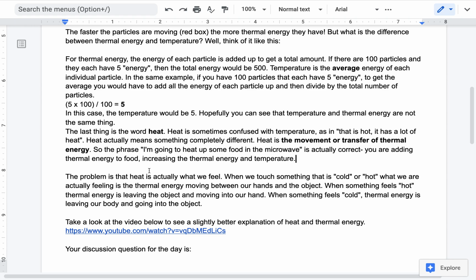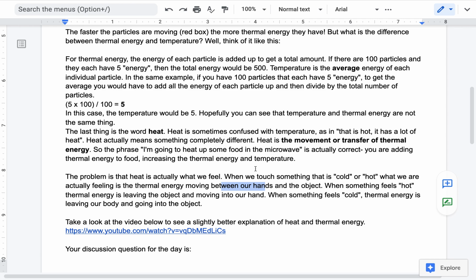The problem is that heat is what we feel. When we touch something that is cold or hot, we are actually feeling the movement of thermal energy between our hands and the object. When something feels hot, what's happening is thermal energy is leaving that object and moving into our hand. We feel the movement of thermal energy, okay, not temperature.